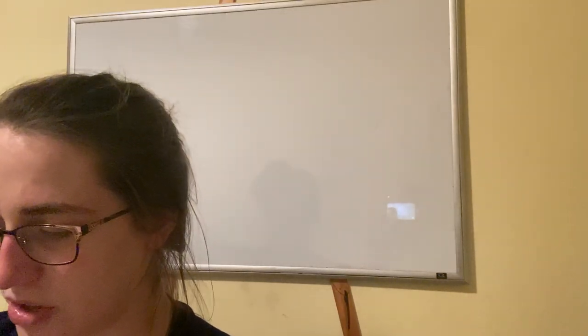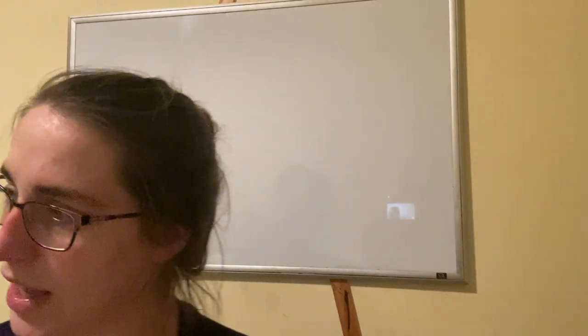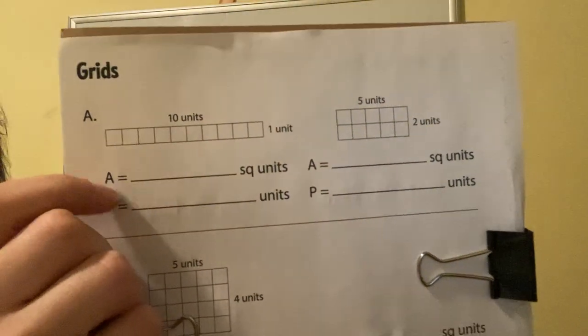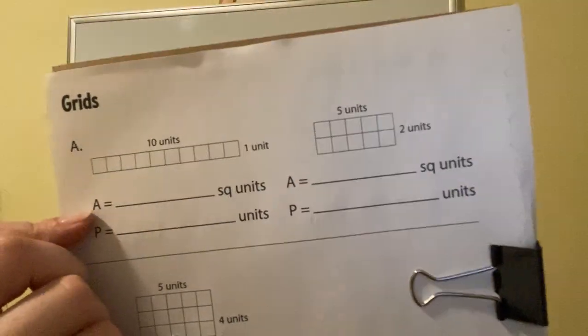On this grids page, look at section A. Section A, this is the whole top part here, this all the way across. All of this is section A. This is where you're looking right now.